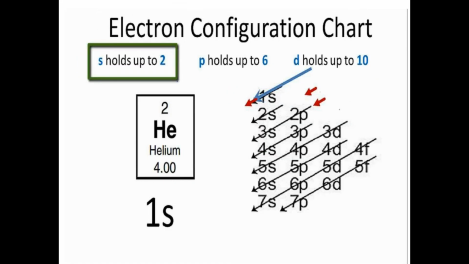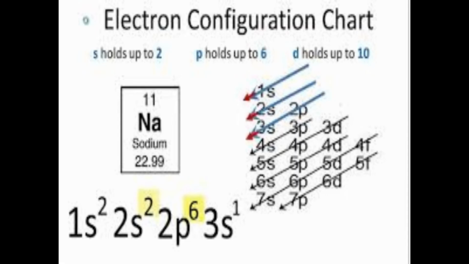Next we have helium. Again, you look in the periodic table, the atomic number of helium is 2. So this time we have 2 electrons to be placed. Don't forget that your s subshell can have a maximum of 2 electrons in it. So we fill both of the electrons in the very first subshell. So we get our configuration 1s2. Right?